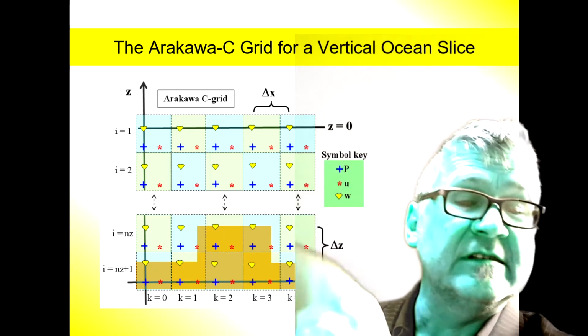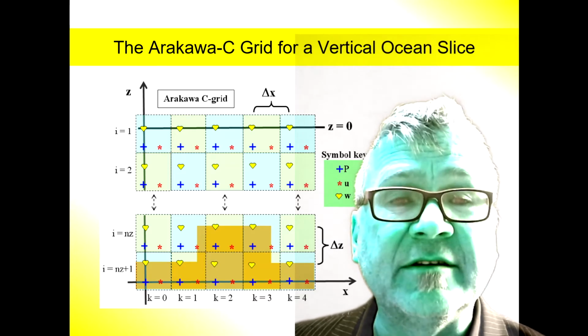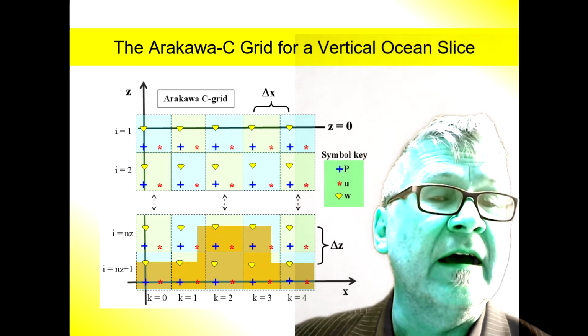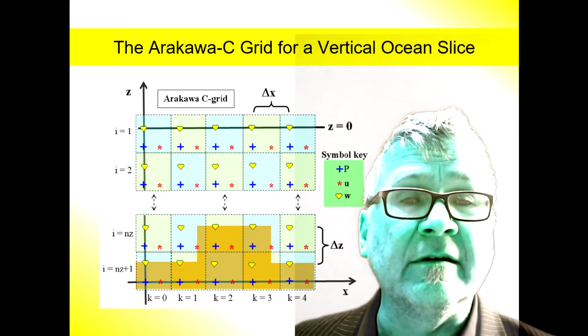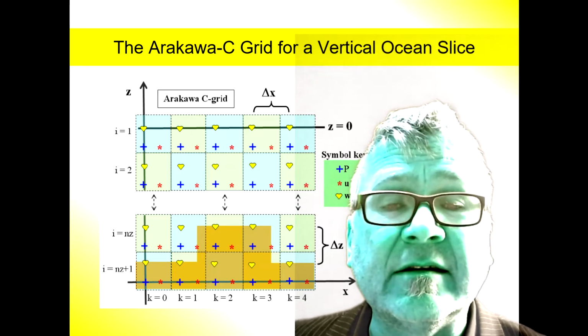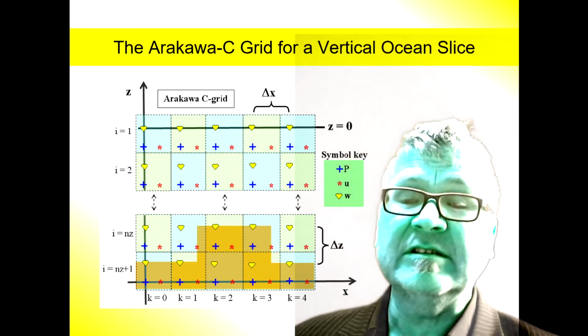Okay, and this is how it looks here. This is again the Arakawa C grid. Again, this is a grid that's very often used. It's a staggered grid. The grid points for the variables are not all located at the same place. Okay, so this is how it looks.